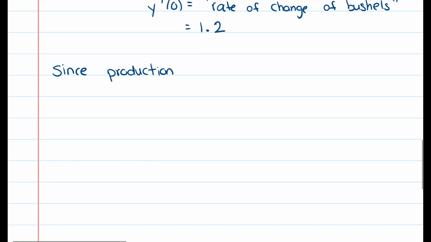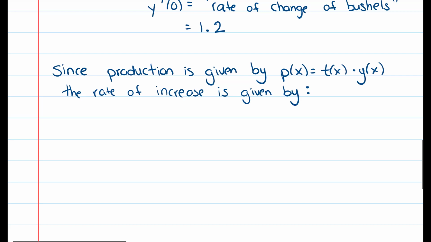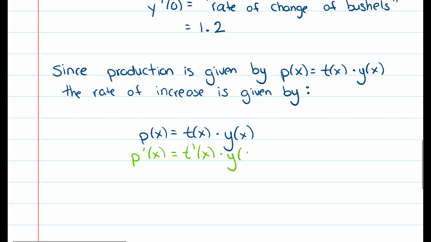Since production is given by p of x is equal to t of x times y of x, the rate of increase is given by the derivative. So what we want to find now is the derivative of p. So we have p of x is equal to t of x times y of x. And so when we take the derivative, we're going to be using the product rule. So p prime of x is equal to the derivative of the first times the second, plus the first function times the derivative of the second.